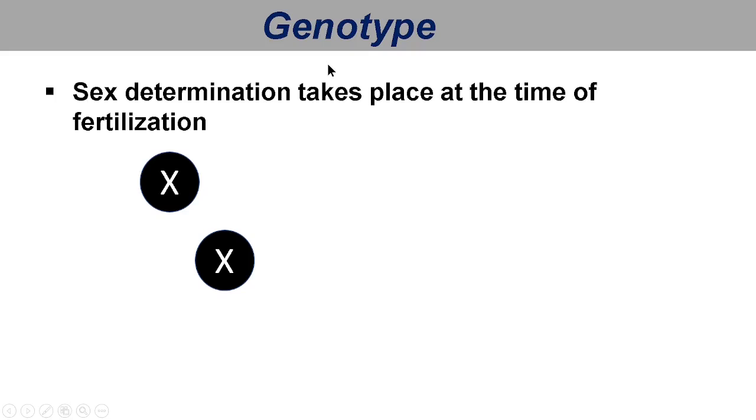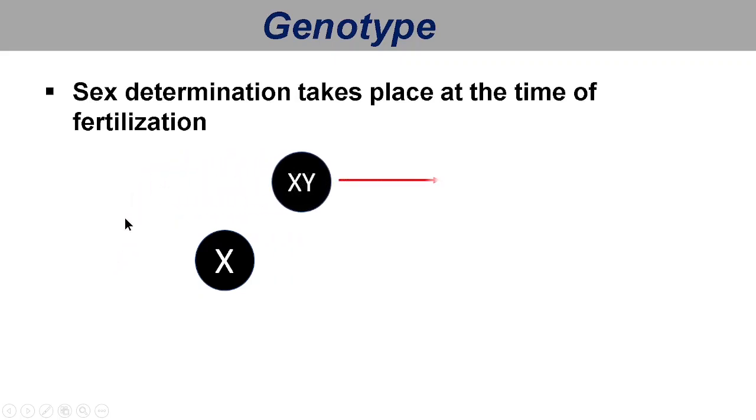So let us discuss the genotype first. We know that sex determination takes place at the time of fertilization. The oocyte waits in the oviduct for the sperm. The oocyte carries the X chromosome. Here I have shown two oocytes, the female germ cells. At fertilization, if the sperm carries the Y chromosome and penetrates the oocyte, the organism will be XY, and that will be a male. This is the genotype.